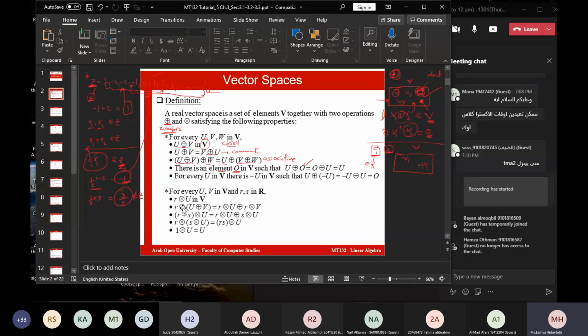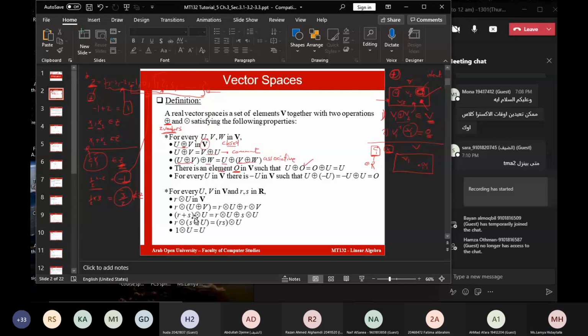R times a constant times their addition should be there, and not only this. This should be equal to R, and it is distributive. This R is distributive over the addition of these two vectors. That means you should find that it's the same as R phi U plus R phi V, where R is a scalar, and capital U, capital V are the vectors. That means the scalar multiplication is distributive over the addition of the two vectors.